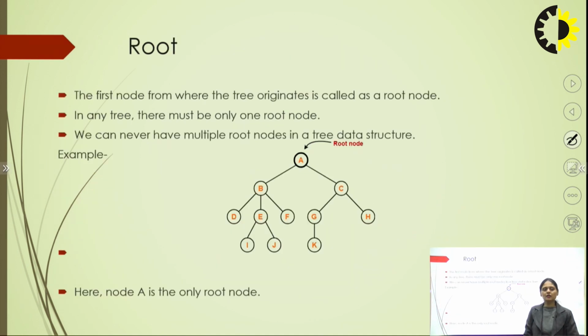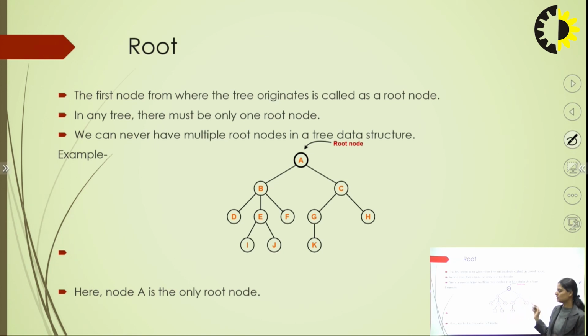So the first and the most important basic term is the root. Root is a special node in a tree. The first node of a tree is referred to as root. In any tree, there must be only one root node, and the tree originates from the root node only. If the tree has only a single node, then that node is considered the root. We can never have multiple root nodes in a tree data structure.